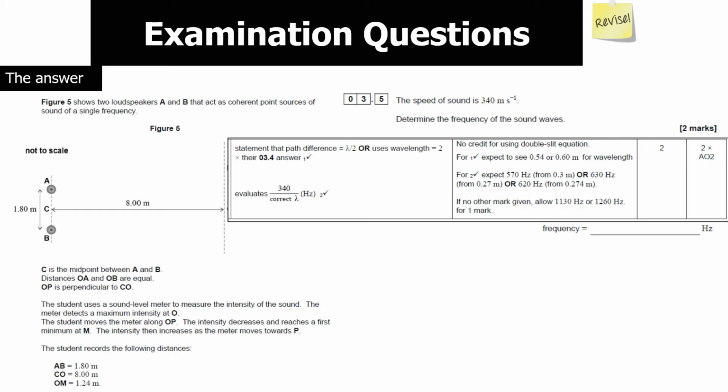To get your answer, the wavelength is 2 times the answer previously, and then we can say that 340 over lambda is going to equal your frequency. So therefore, because we know that V equals F lambda, F is going to be V over lambda, so it's 340 over the wavelength you just calculated, to get approximately 570 or 630 hertz.